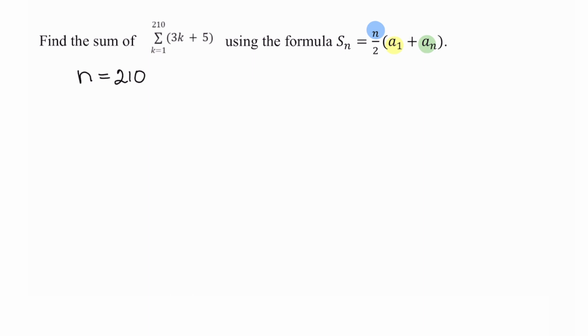Next up, we want to find our a sub 1. A sub 1 is when k is equal to 1. So we have 3 times 1 plus 5, which gives us an a sub 1 of 8.